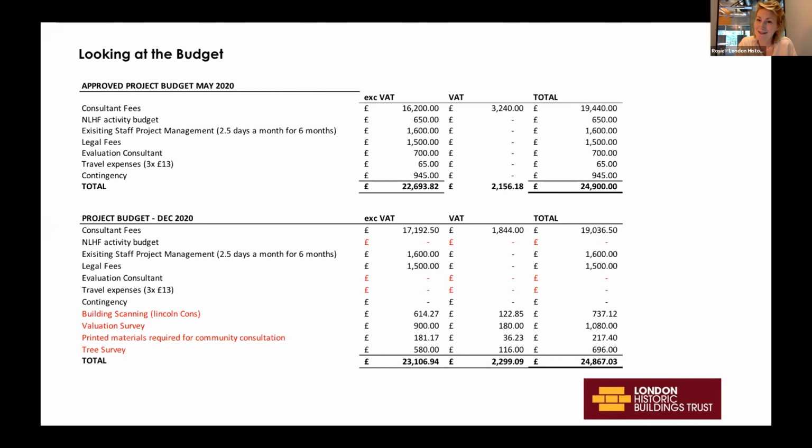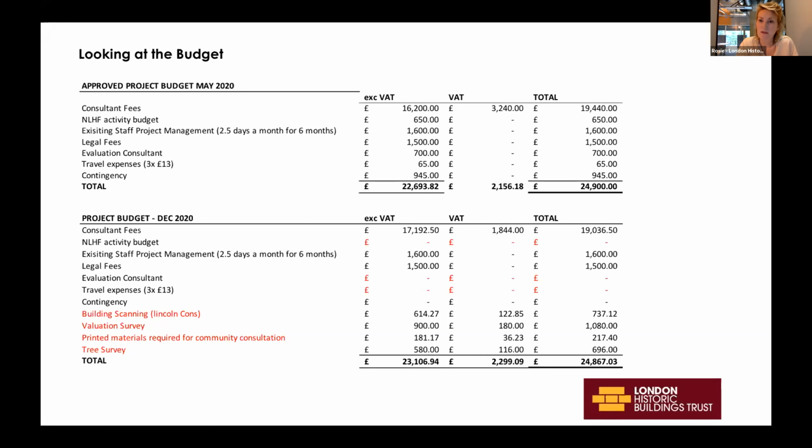The evaluation consultant. Ideally, we'd like to appoint an external evaluation consultant who can be objective about the evaluation and help us as we go through the project, reflect on it. But actually, we took that in-house because we needed that money that was allocated for the evaluation consultant to cover some of the costs that had cropped up. And then the contingency: I can't stress enough that even when your project budgets are tight, make sure that you have a decent contingency in there, because there will always be things crop up in these projects that you need to find funding for.